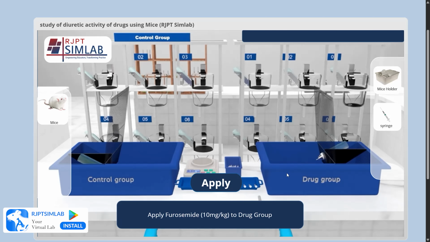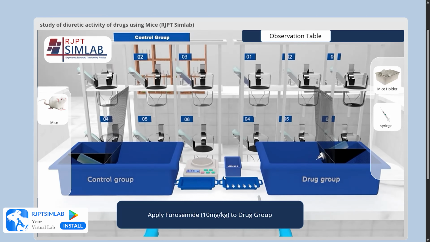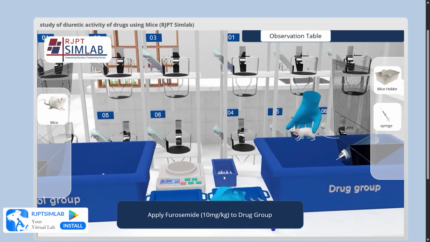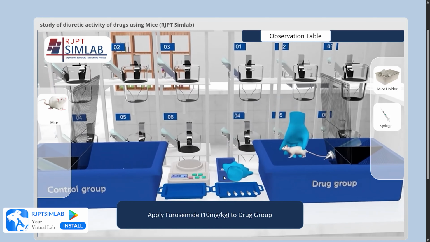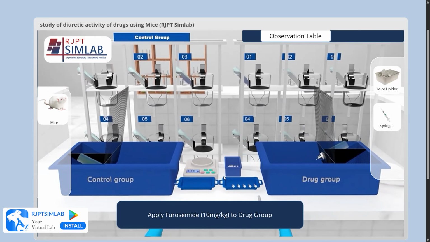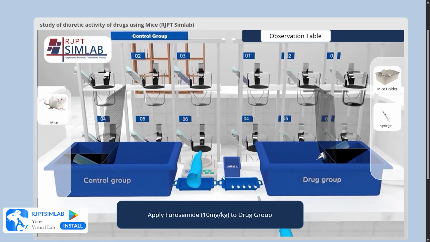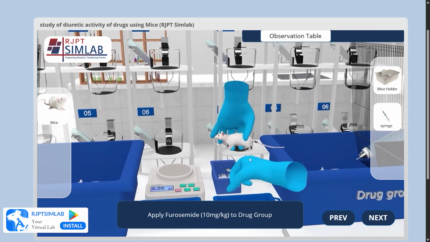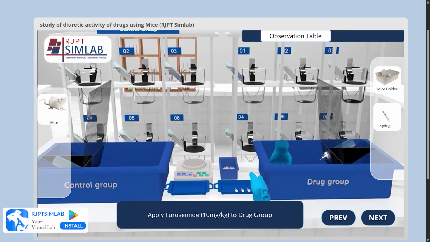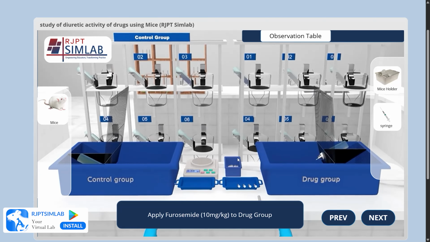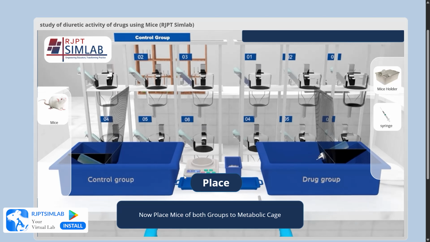After administering the saline solution, we will apply furosemide drug solution to the drug group mice. We will take out each and every mice from the drug group, and through the intraperitoneal route with the help of the syringe, we will insert the furosemide drug of 10 milligram per kilogram to each mice. As we can see here, different syringes are used so that contamination is reduced. So now, as we can see, we have administered drug to the animals of both the groups.